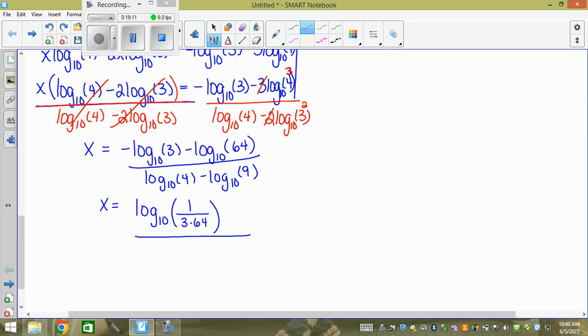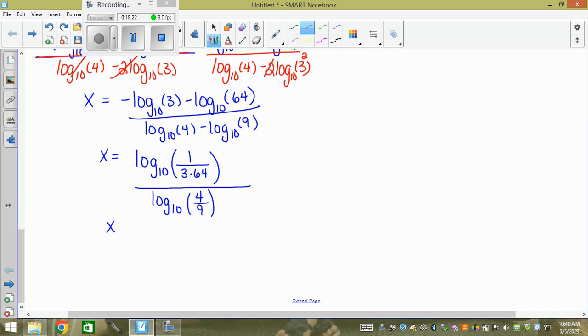Then this one, I have log base 10 of 4 over 9. Which is the same as log base 10, 192, I believe. 1 over 192.